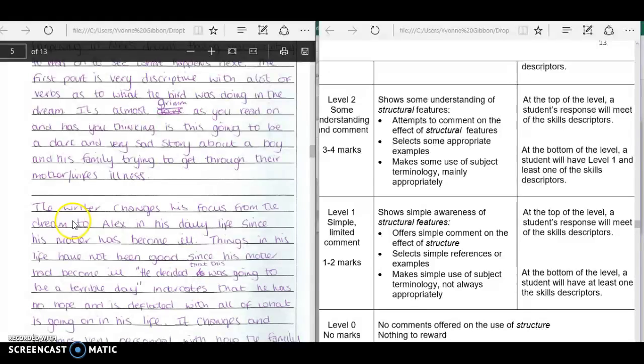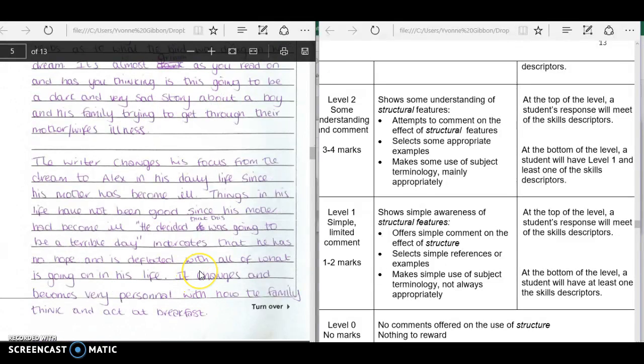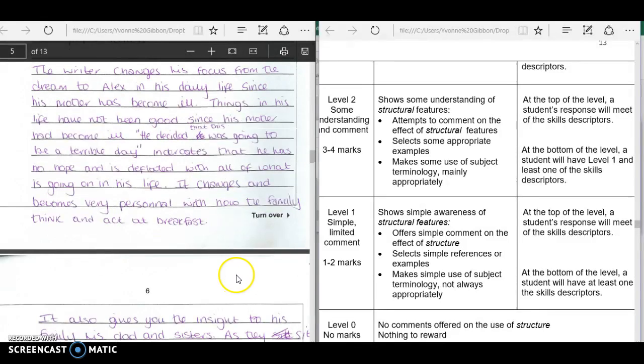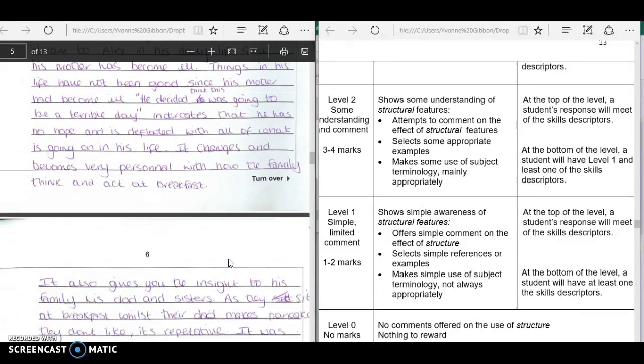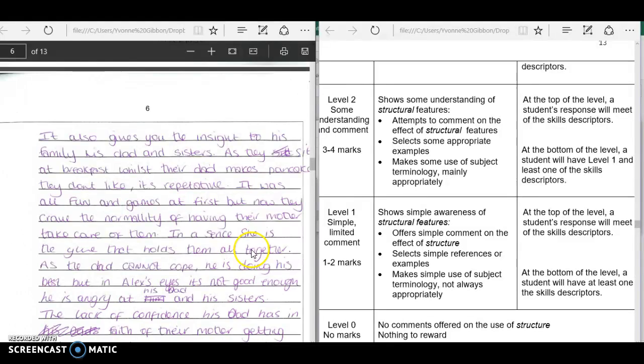Going back to structure, you mentioned the writer changes his focus from the dream to Alex in his daily life since his mum has become ill and things have not been good. And you've given a quote there that indicates that there's no hope and he is deflated with everything that's going on in his life. And then it changes again and becomes very personal with how the family think and act at breakfast. You go on to say it also gives you an insight into his family.